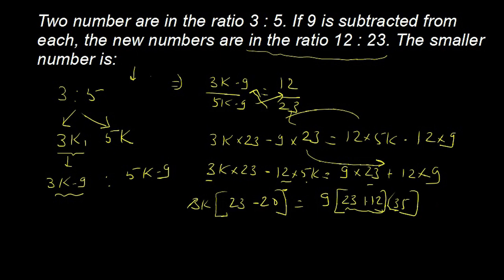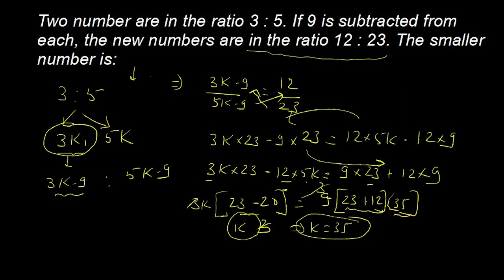So now 3 threes are 9. 23 minus 20 is what? Again it is 3. So 3 threes are 9 again. So k is only left over there, and this is 35. So the value of k is going to be 35. Now, the smaller number: who is going to be the smaller number? 3k should be the smaller number. So 3 multiplied by 35, 105 is going to be the smaller number.